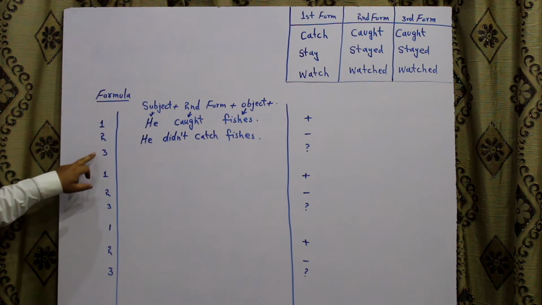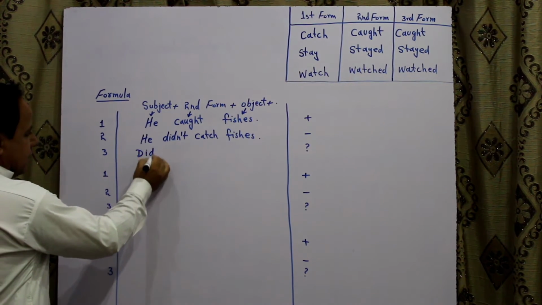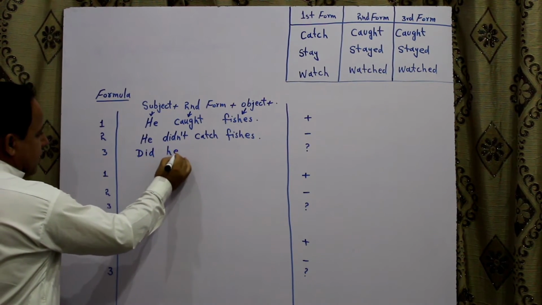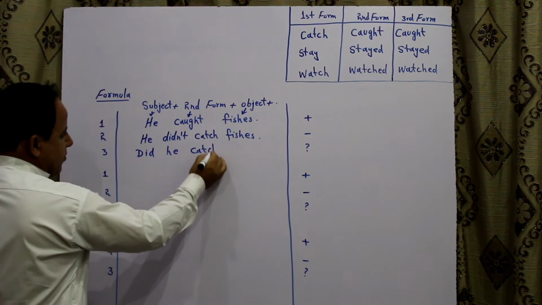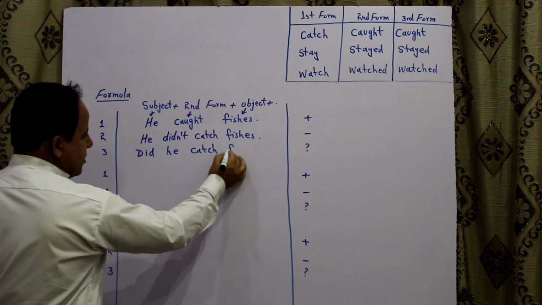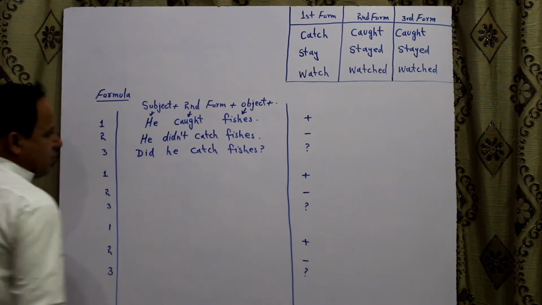How to make an interrogative sentence? We bring the helping verb at the beginning, like did. After did we use the subject: did he. Again we use the first form of the verb, catch, and fishes. So fishes is here our object, and at the end we use the question mark.